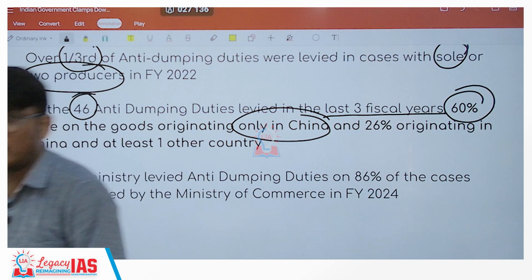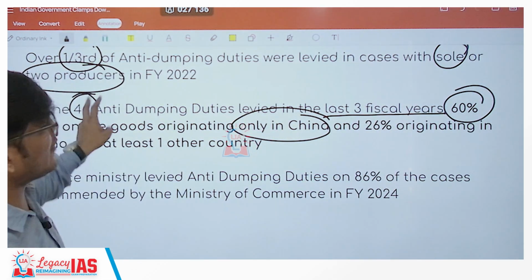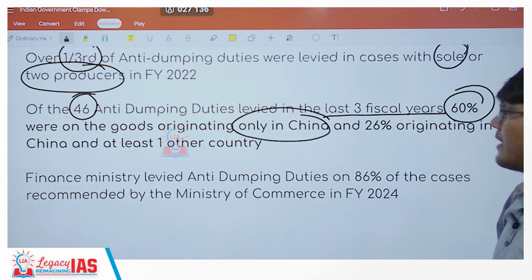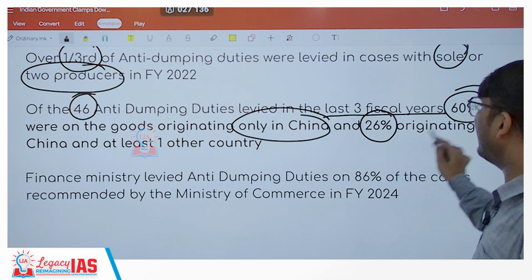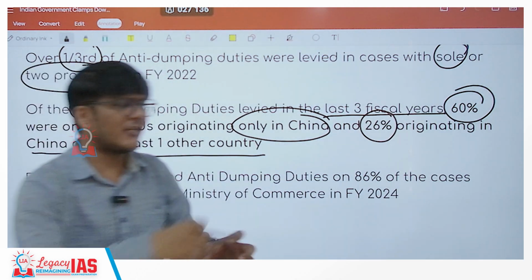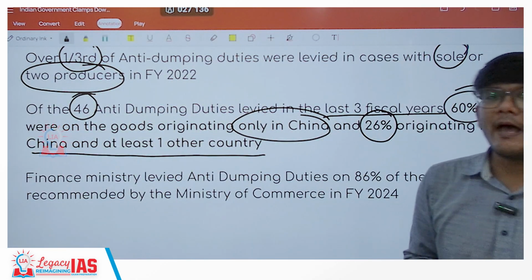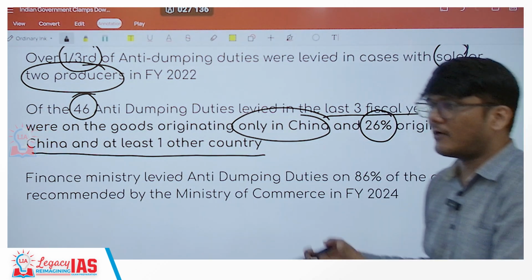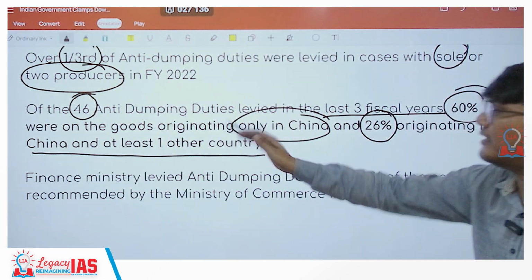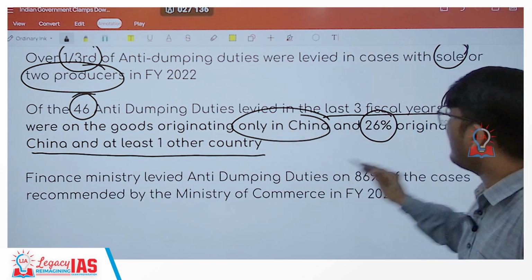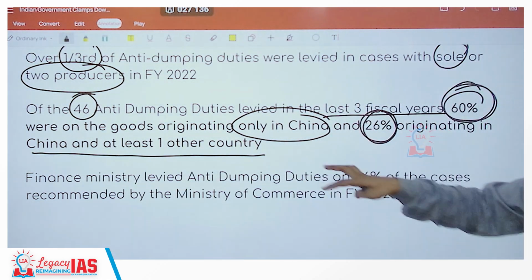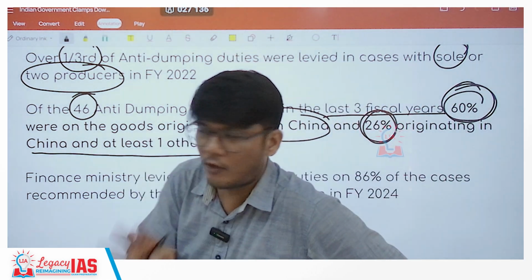So 60% of the goods originating only in China, meaning about 25 goods where duties were imposed were originating only in China, and the other 26% were originating in China and at least one other country. How can a single product originate in China and another country as well? Because it can so happen that the pieces were manufactured somewhere, then assembled somewhere else, and so on. But the Chinese involvement was still there. This 60% directly from China, the other 26% China plus another country, so China is still involved. So the majority of the dumping duties were imposed on products originating from China.